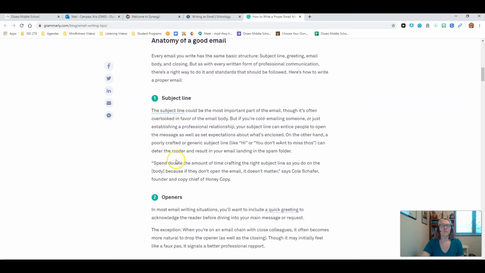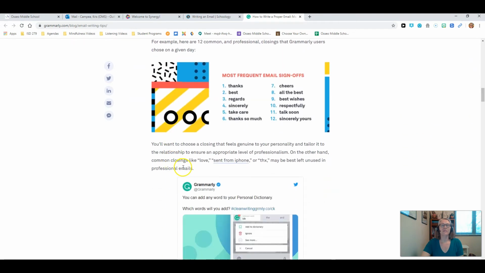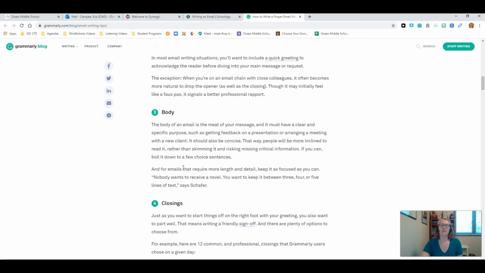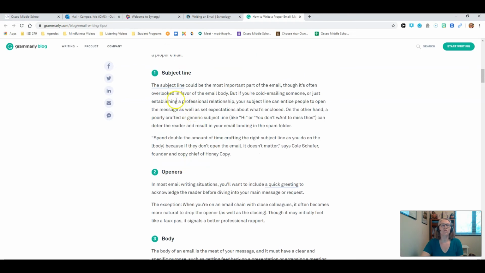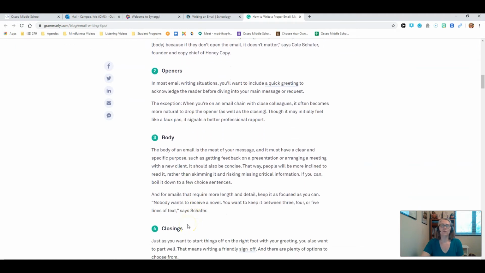Make sure that you understand each of these four pieces. It's super quick and easy to read. Don't worry about the mistakes in emails. I just want you to know about the subject line, openers, body, and closing. So please take some time and read through this for the work we're doing next week.